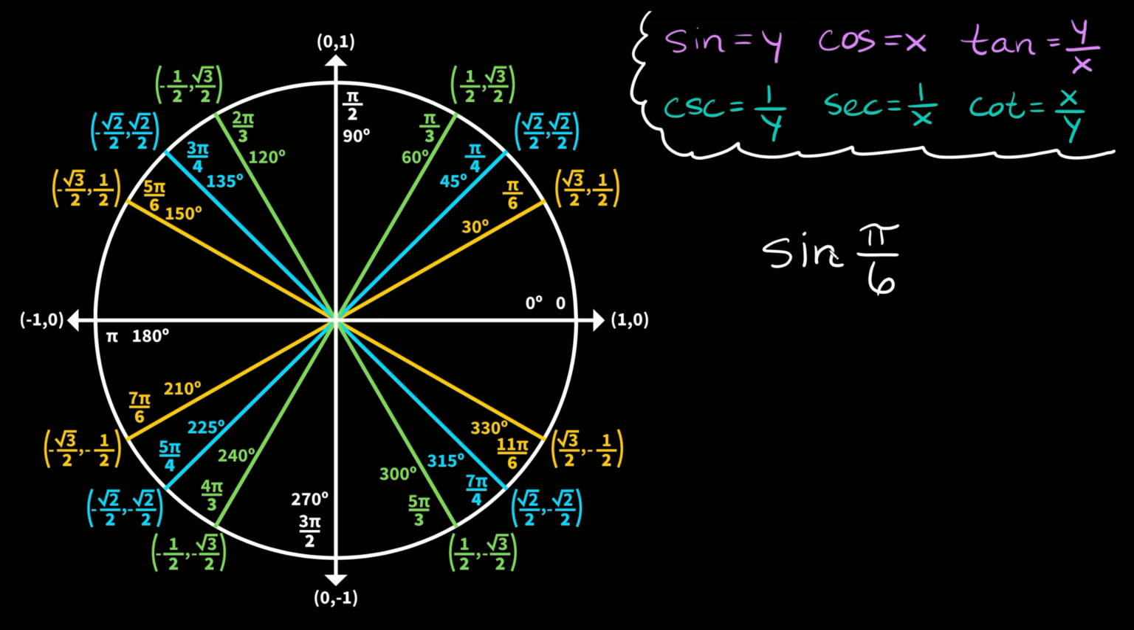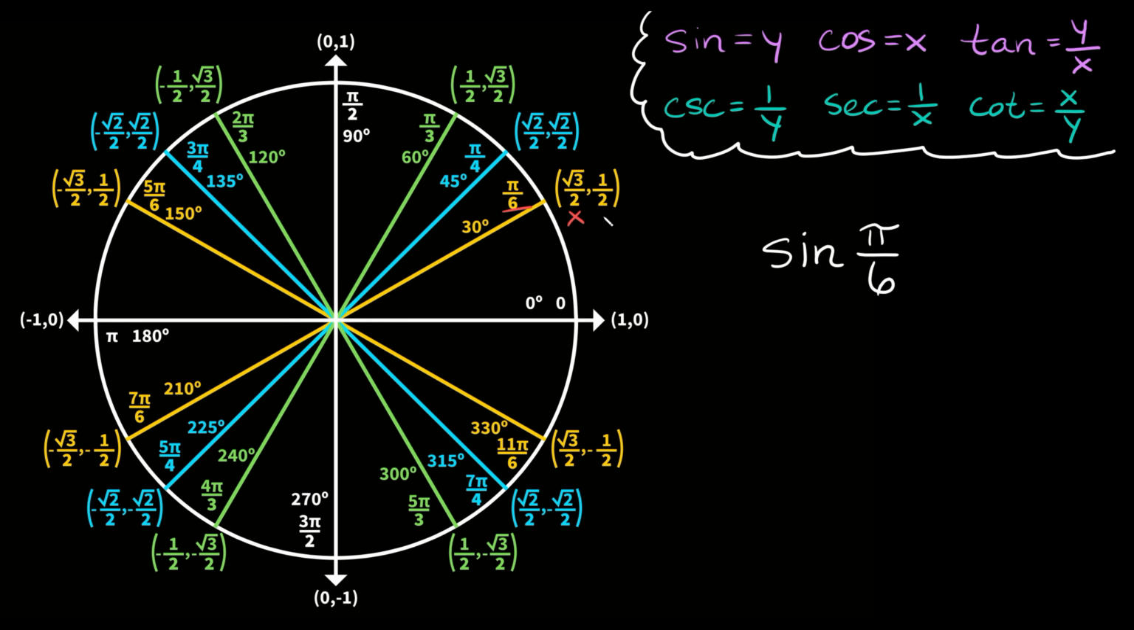So first, let's start with an easy one. Let's start with the sine of pi over 6. So the first thing that we have to do here is simply locate pi over 6 on the unit circle. So you can see it's right here, right, where 30 degrees is. And then we just need to look at the coordinates, all right?